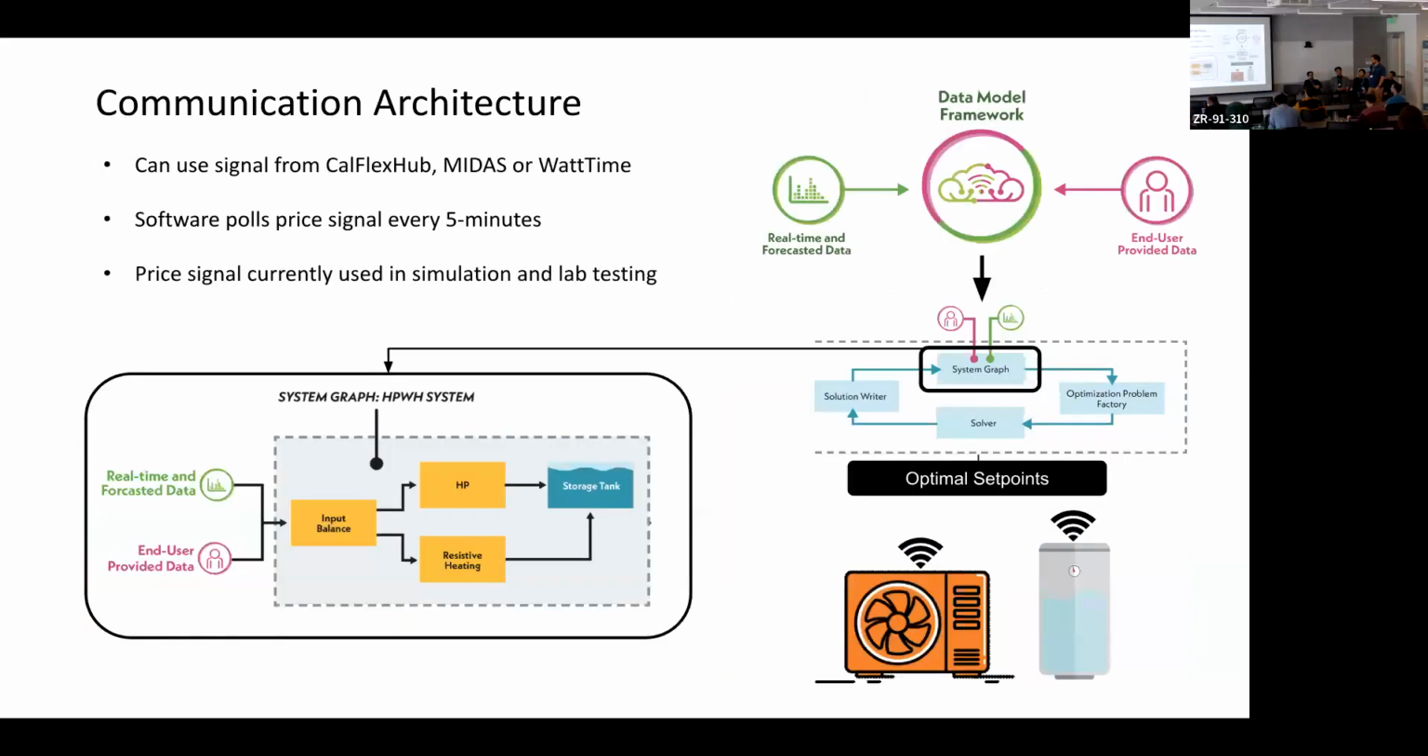Next slide, please. So our communication architecture is broken into 2 parts here. One I call the data model framework. The part in the middle there, that's really where the MPC lives. In our data model framework, this is where all of our data management is happening. This is what's getting the CalFlex Hub signal. We're also getting MIDAS, and we're also independently querying WattTime servers. We're configured right now just to poll every 5 minutes, based off of every time that our MPC is updating, but that's a configurable parameter.